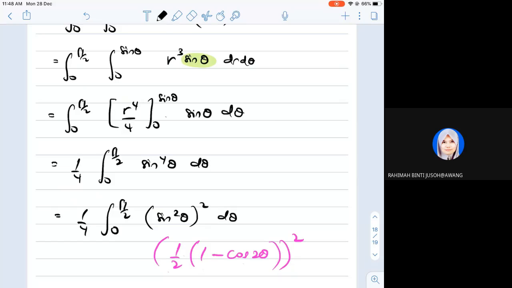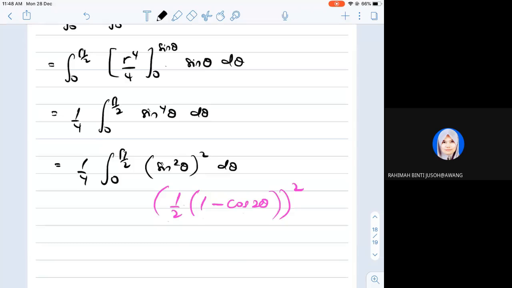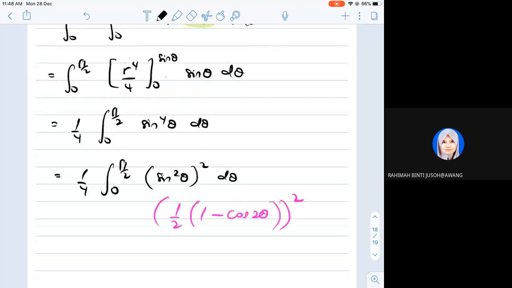So d theta. It's not power 4 here, it's power 5, even more. Power 5, to the power of 5. It's 1 over 4 sin to the power of 5. The reason is, okay, step by step. You don't understand, right? Like this.